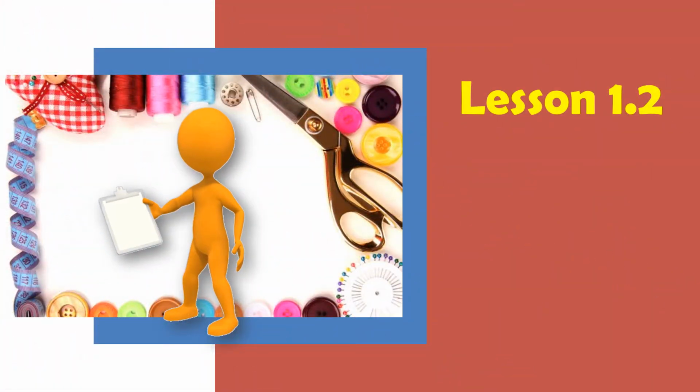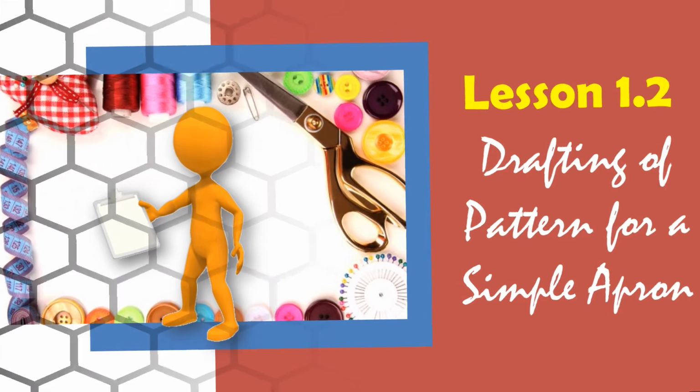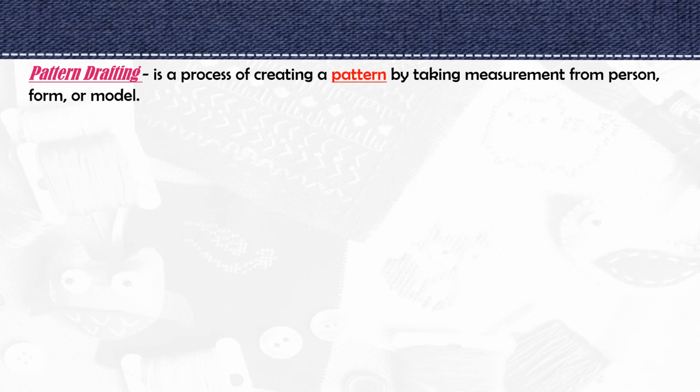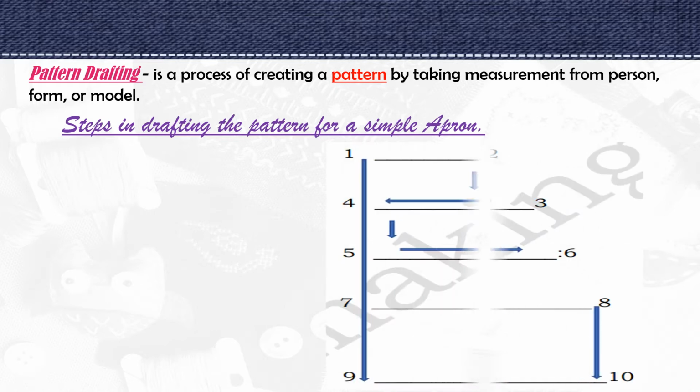Next, lesson 1.2. It's all about drafting a pattern for a simple apron. Okay, pattern drafting. When we say pattern drafting, it is a process of creating a pattern by taking measurements from a person, form, or model. So here are the steps in drafting the pattern for a simple apron. Let's see.